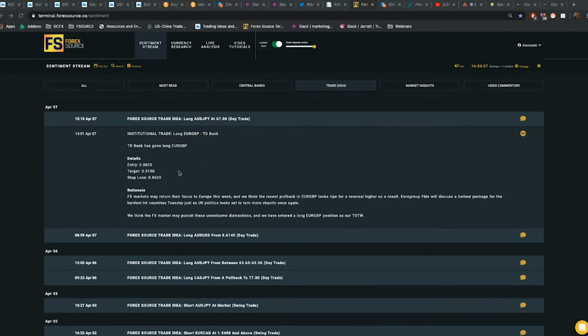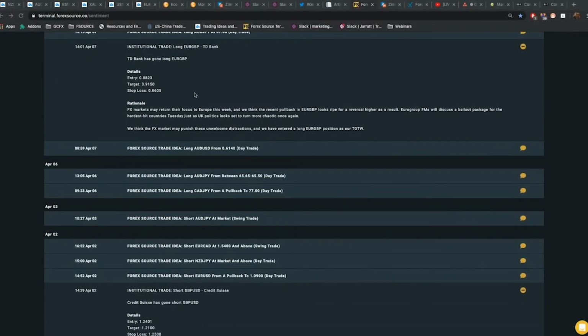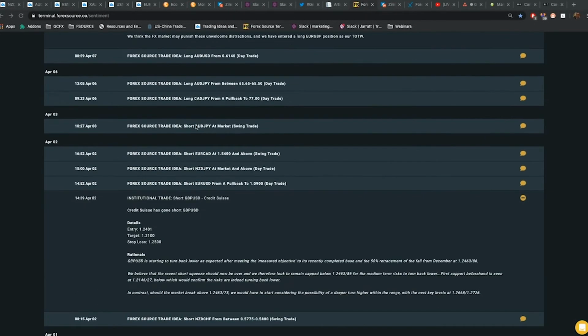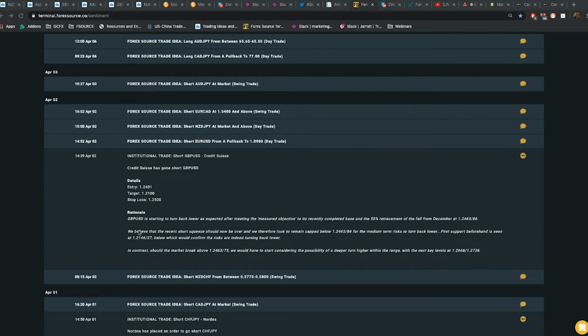The second thing is sometimes you'll see that the bank trade ideas themselves are just not very good. Take the Credit Suisse bank trade recommendation here. They're saying that the pound is starting to turn back lower as expected after meeting the measured objective to its recently completed base. Yeah, that's quite a vague term. What is the measured objective? Can we really, during these times of extreme market volatility, be looking at normal measured objectives? Okay, we've got a 50% retracement of the fall from December. That's a little bit easier to understand.